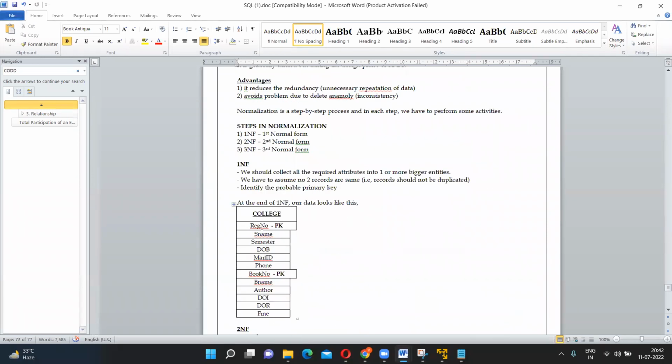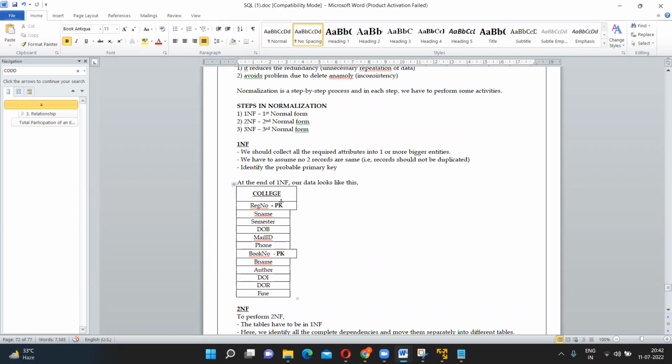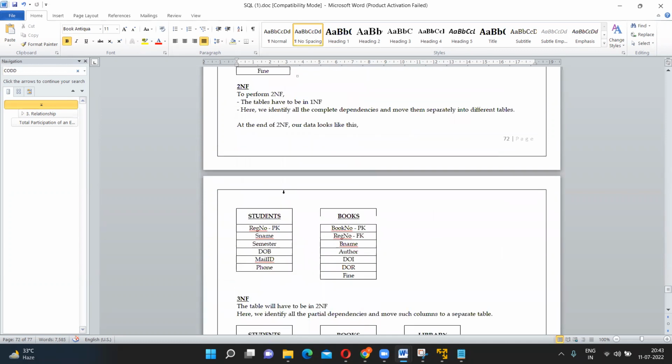I told you this is a bigger table, the college table, where we identify the probable primary key, which is nothing but your registration number and book number. Entire data is in one table, that is the college table. And what will happen in second normal form? We'll identify the complete dependency. So students are completely dependent on book. So what will happen, guys? We'll split it into two tables. One is what? Student table. One is what? Book table.